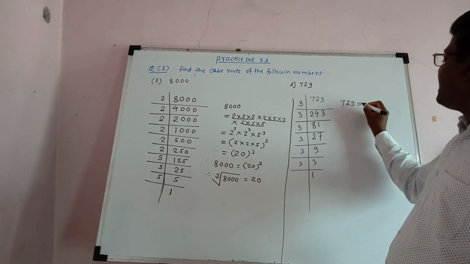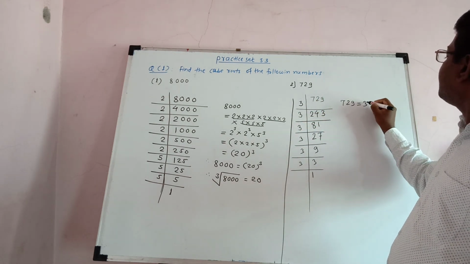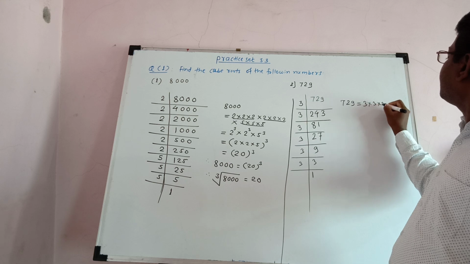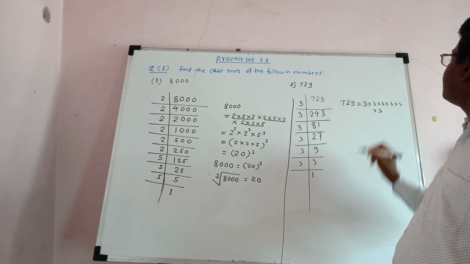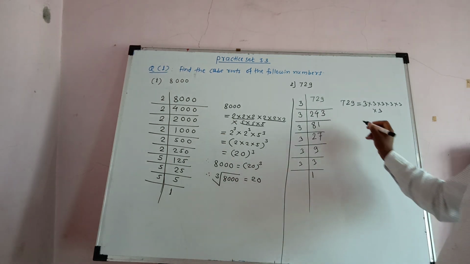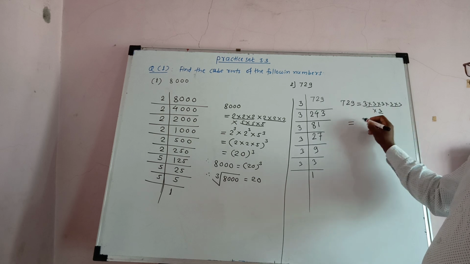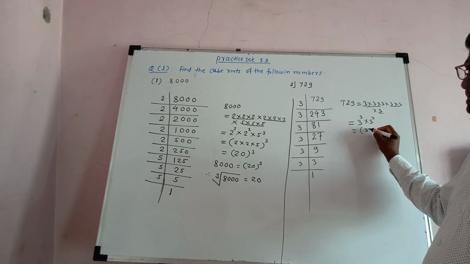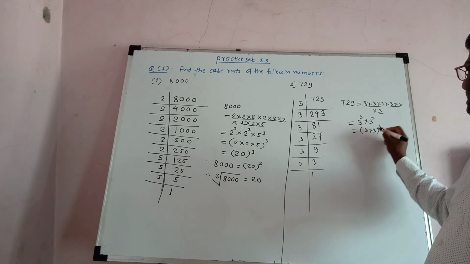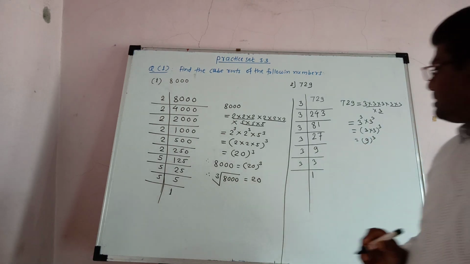729 can be written as 3 into 3 into 3 into 3 into 3 into 3, 6 times. Now make a grouping of three numbers. Therefore, it will be 3 raised to 3 into 3 raised to 3, which is 3 into 3 raised to 3, is equal to 9 raised to 3.